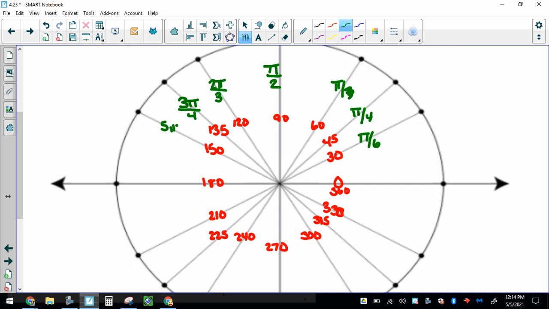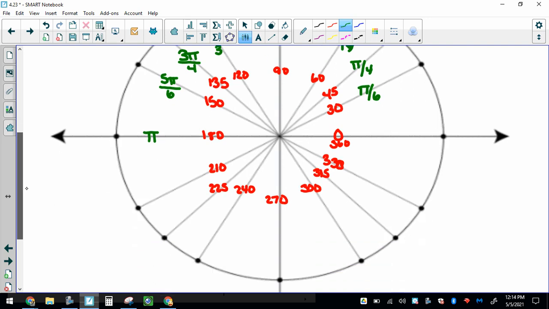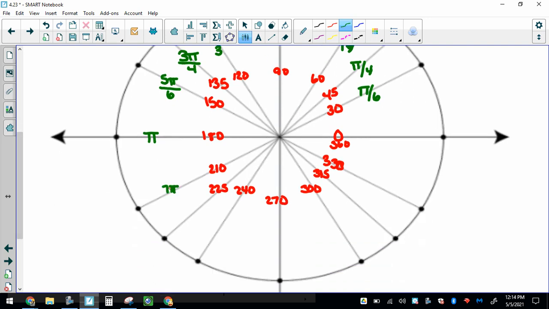5 pi over 6. And pi, 1 pi. We've got 7 pi over 6. 5 pi over 4. 4 pi over 3. 3 pi over 2. 5 pi over 3. 7 pi over 4. 11 pi over 6. And then 2 pi. Oh, I forgot to put 0 pi. 0 pi and 2 pi, right? One full loop around the circle.